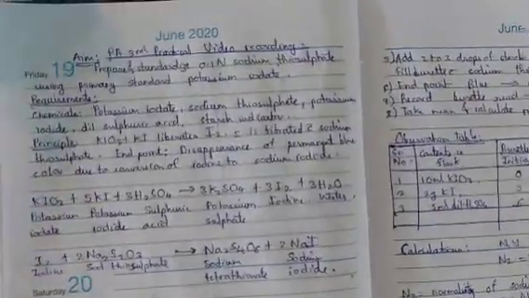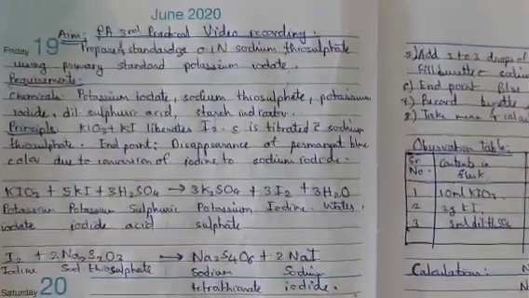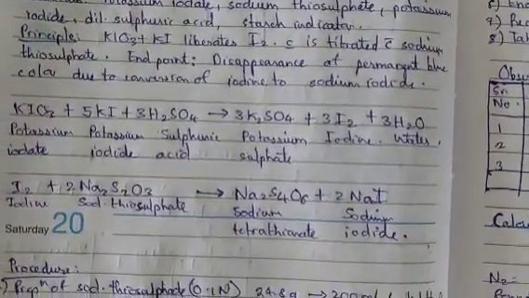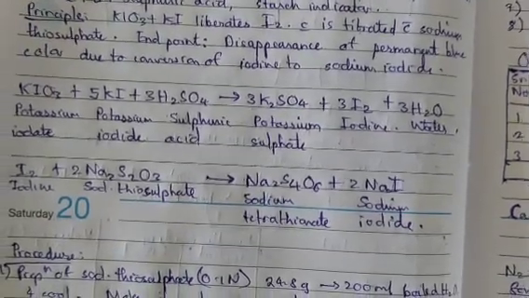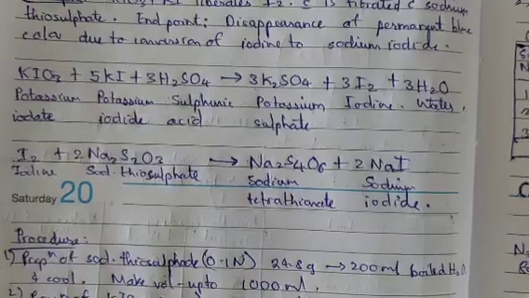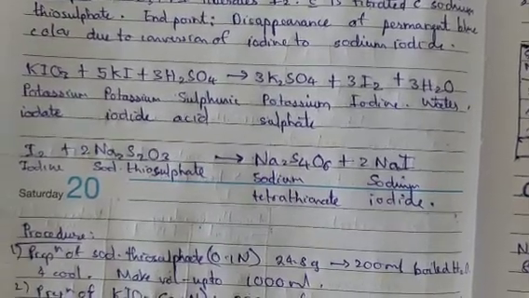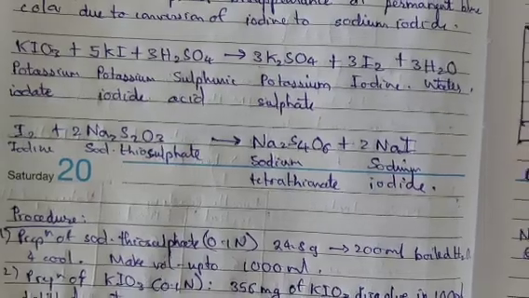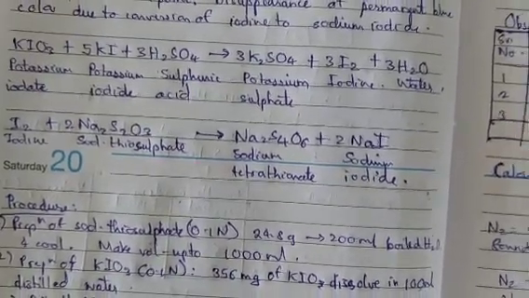So we had seen preparation and standardization of 0.1 normal sodium thiosulphate. This is the reaction: KIO3 plus 5 KI plus 3 H2SO4 gives 3 K2SO4 plus 3 I2 plus 3 H2O. Now iodine plus sodium thiosulphate gives sodium tetrathionate and sodium iodide.